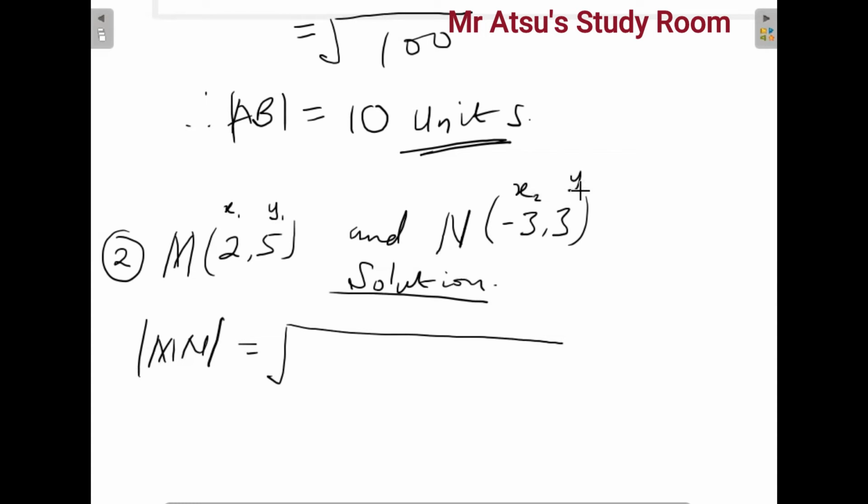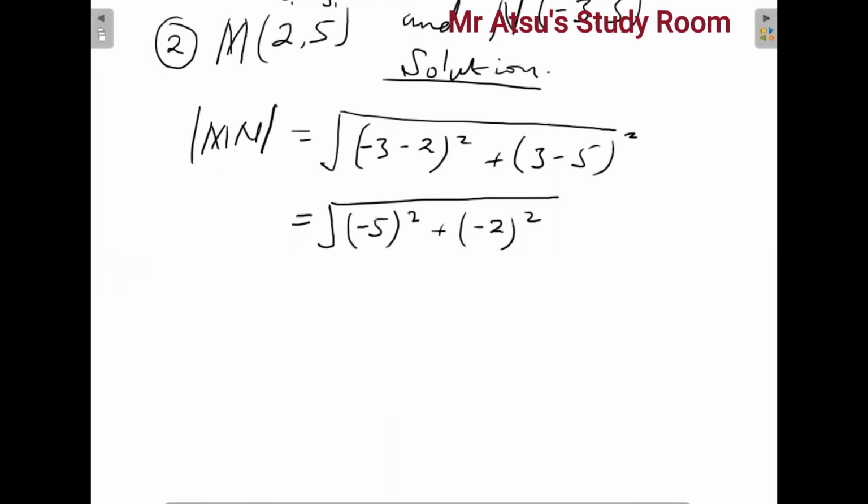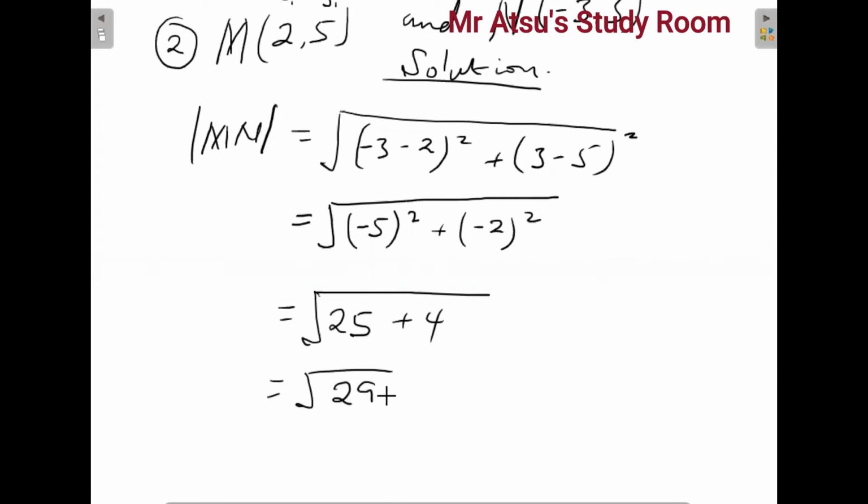So you can see that from what we have at the top there, our x2 is -3 minus our x1, which is 2, all squared. Then our y2 is 3 minus y1, which is 5, all squared. That is going to give us -3 minus 2 is -5 all squared, plus 3 minus 5 is -2 squared. -5 squared will give us 25, plus -2 squared will give us 4. And this will give us square root of 29, because 25 plus 4 is 29.